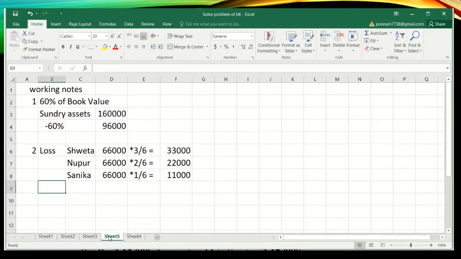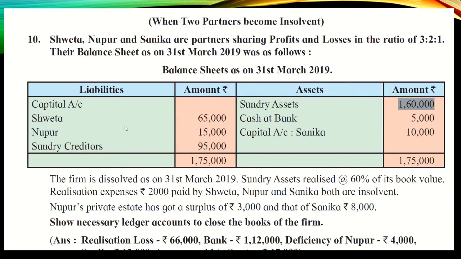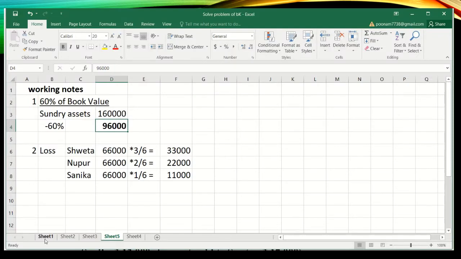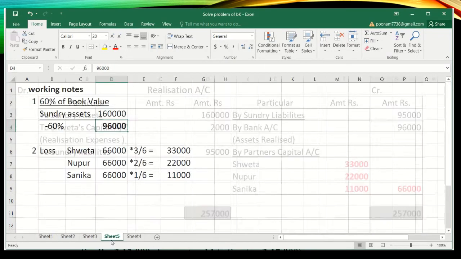Behind the bank account, you will give the heading working notes. In that, the first adjustment is 60% of book value. So students, sundry assets are 1,60,000 and 60% of it is 96,000. So this 96,000 is the realized amount. So what will be the journal entry? The journal entry will be bank account debit.